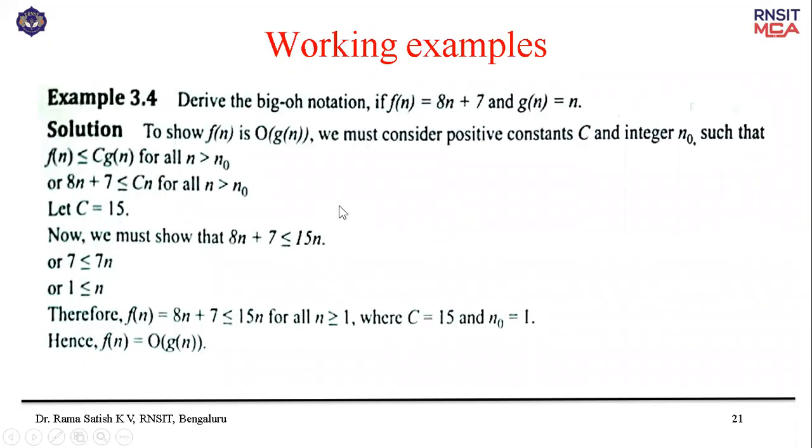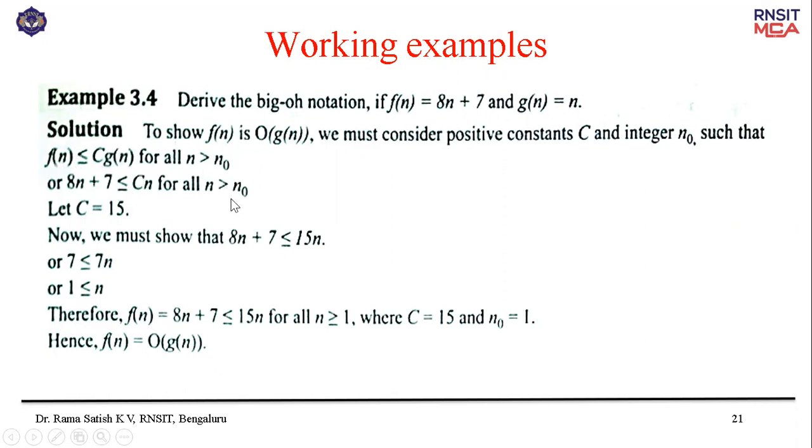Next, working examples. In the examination, they give an equation like this: derive big O notation if f of n is equal to 8n plus 7 and g of n is equal to n. For this, you have to write the solution like this. To show f of n is O of g of n, we must consider a positive constant c and integer n0 such that f of n should be less than or equal to c of g of n for all n greater than n0. This is what the definition is about.